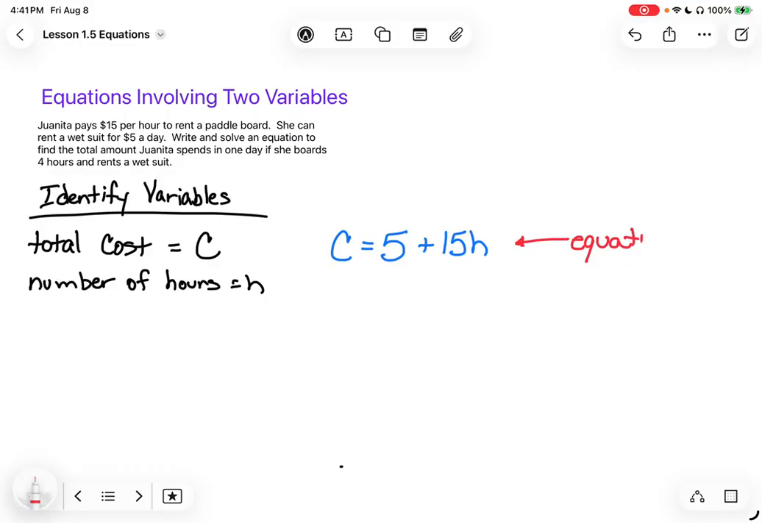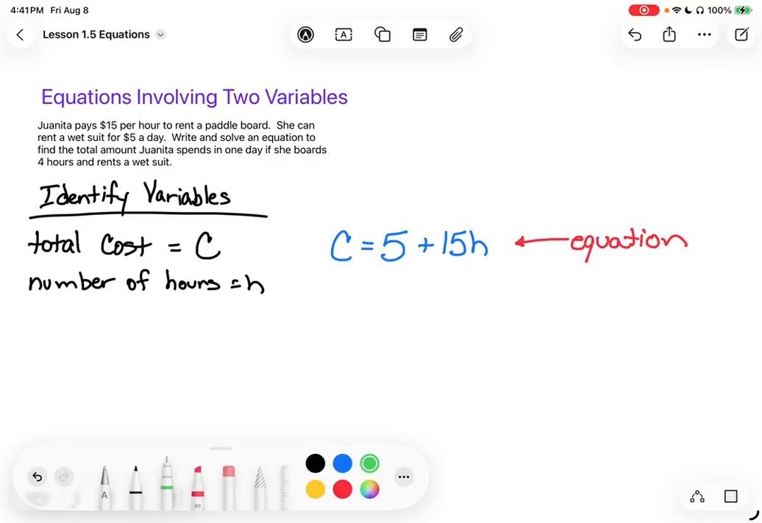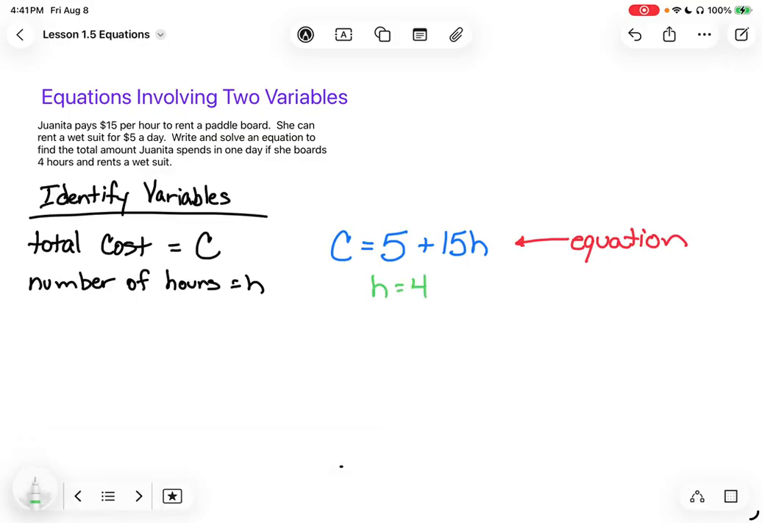The equation involves the variables. This is a very flexible equation because if later on we say, you know what, Juanita changed her mind, she's actually going to paddleboard for only 3 hours, we don't have to redo the equation. We just change the h from a 4 to a 3. However, in this problem, it does say that h is equal to 4. She's going to paddleboard for 4 hours. So we're going to have c equals 5 plus 15 times 4.